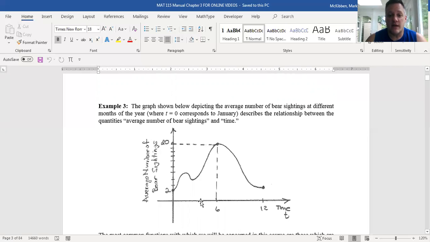And so what we're given here is time, where the value of t corresponds to the month of the year. So 0 is January, 1 is February, 2 is March, so on and so forth, up until 12, which would be December. And the y-axis is the number of bear sightings, apparently in some sort of remote part of the United States, let's say. All right, and so what this graph tells you is just how many sightings per month on average there are.